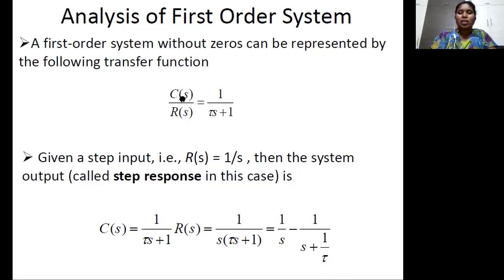So for that reason I am taking C of s by R of s, which is equal to 1 divided by tau s plus 1, right? How can we consider this transfer function as a first order system transfer function? The degree of the s term present in the denominator should be equal to 1. Here there exists only one s term in the denominator and the degree is also equal to 1. So we can say that this transfer function represents a first order system transfer function, right?